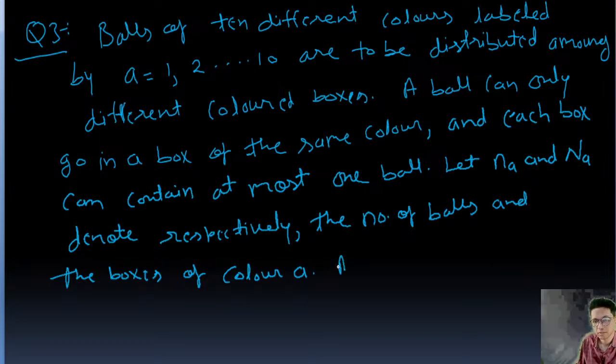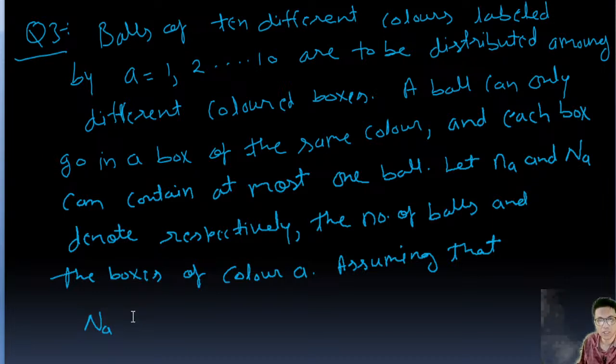Assuming that capital Na, that is the number of boxes with color A, there are 10 different colors, so that A can be any one of the colors out of 10. So capital Na, the number of boxes, is greater than or equal to small na, the number of balls of color A, and Na is greater than or equal to 1. So this is what is given.